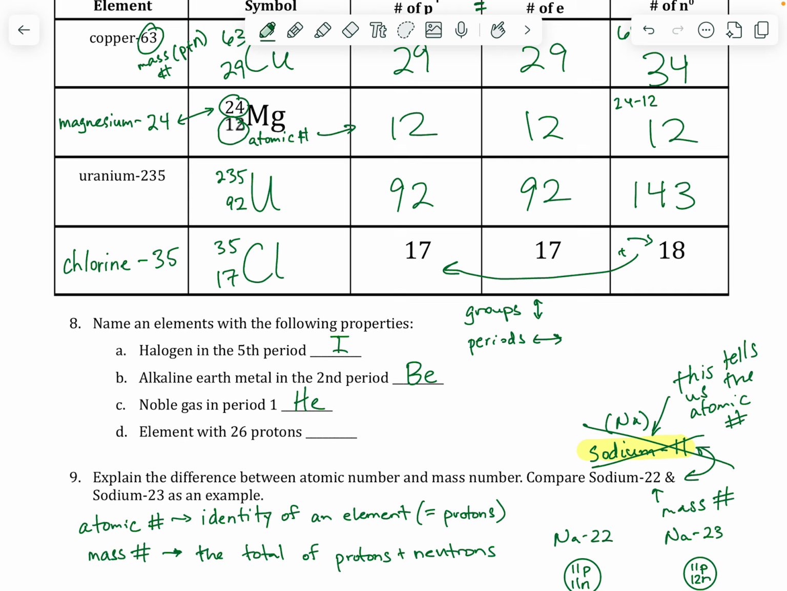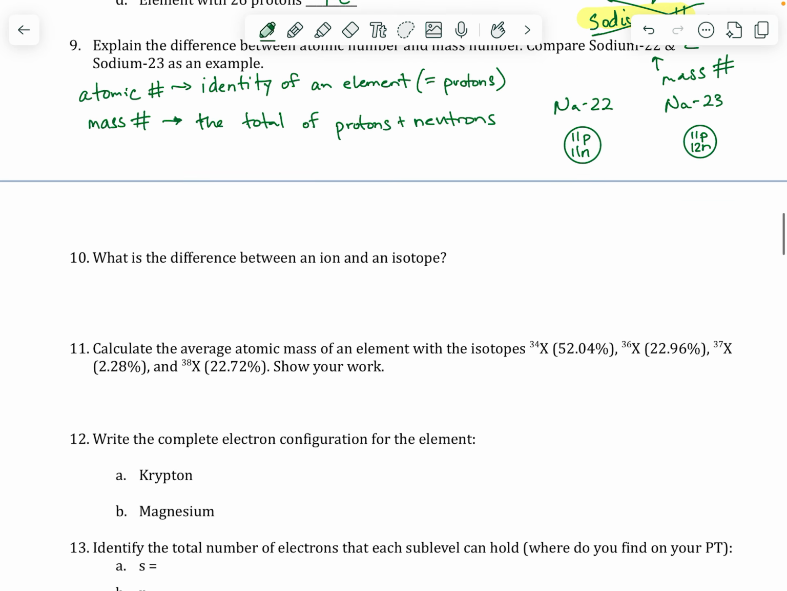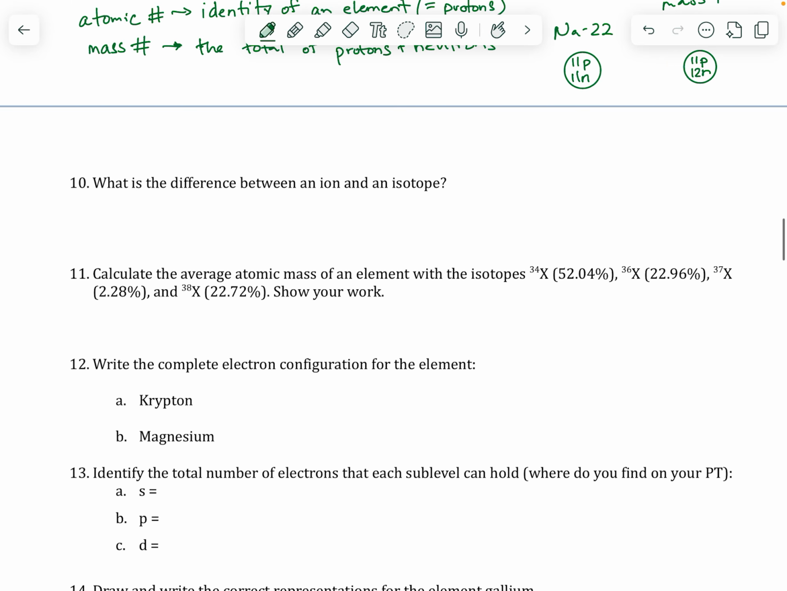And the element with 26 protons, that one's a nice one. I don't have to measure or mass out anything. And that's going to be our iron. All right, so continuing on, what's the difference between an ion and an isotope?